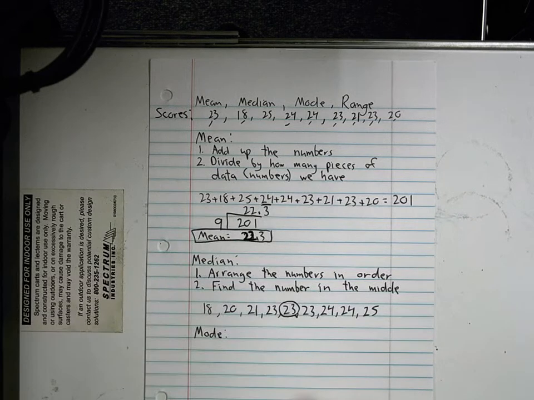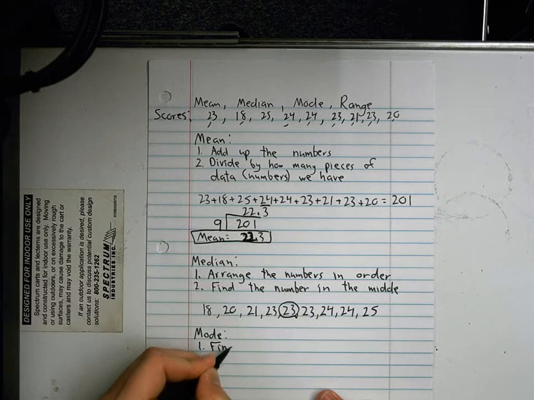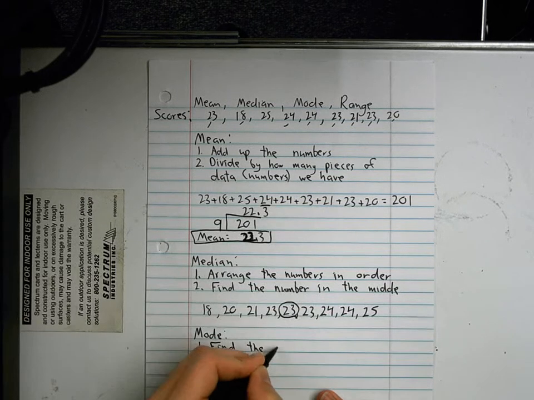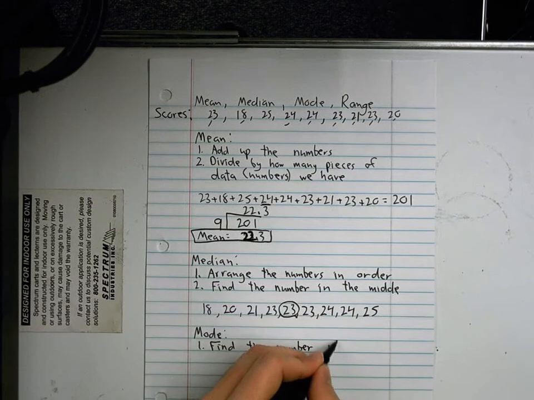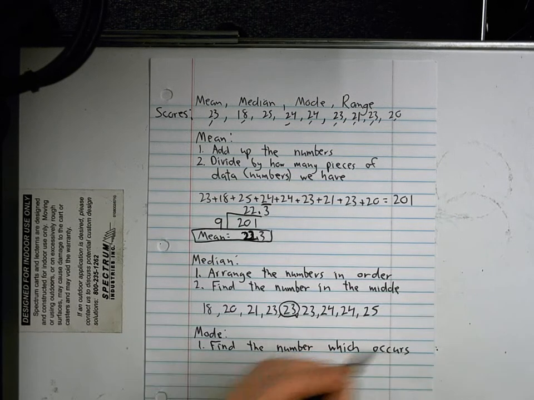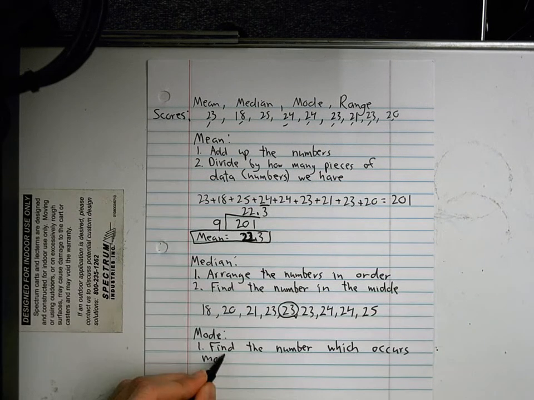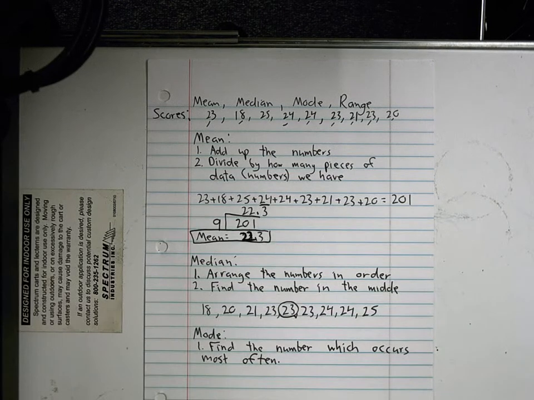So there's only one step on this one. Step 1. Find the number which occurs most often. Okay, it's like mode, most. They both start with MO. That's really the only trick I know to get you to remember it.